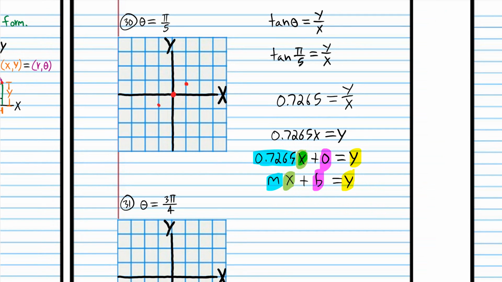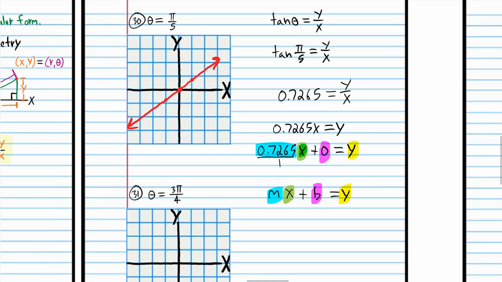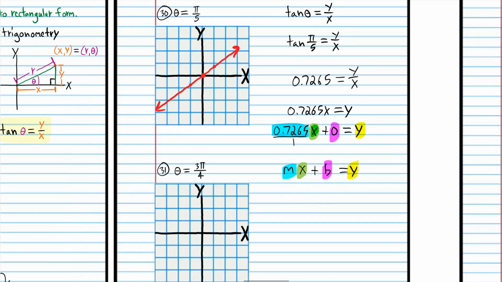And I forgot to write 0.7265 over 1. This is the run. So the rise is 0.7265 and the run is 1. And so now that's all we really need. We can connect the dots. Try to have a steady hand there. If you have to redraw it a couple times, that's fine. So there you go.